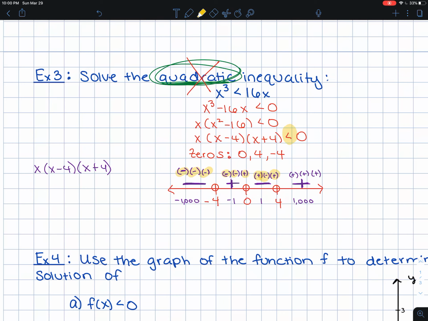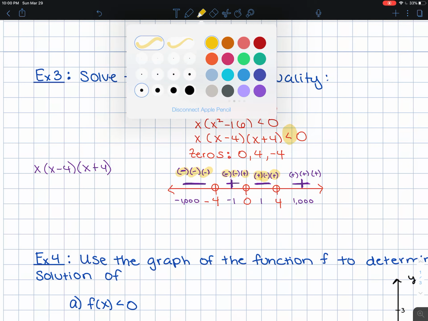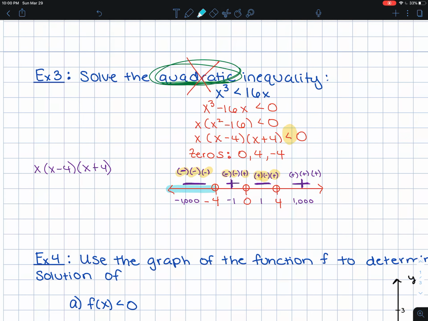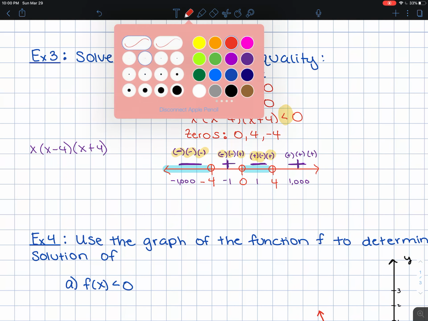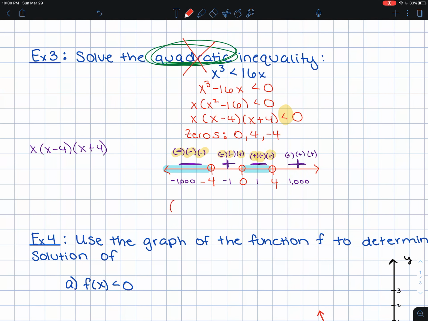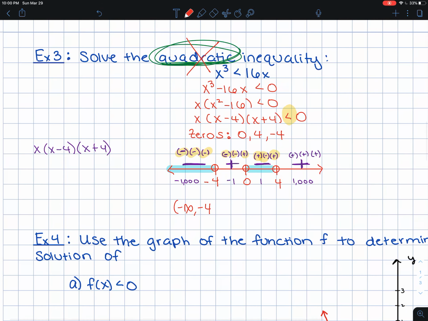That means we want all the values that give us negative answers. So I'm going to go ahead and shade all the intervals that give us negative values. And we are ready to write our answer. So our answer is negative infinity to negative 4. And I'm just reading the highlighted parts of the number line.